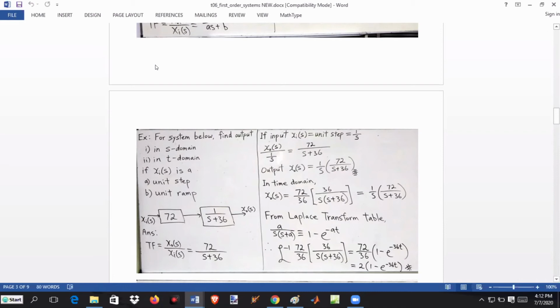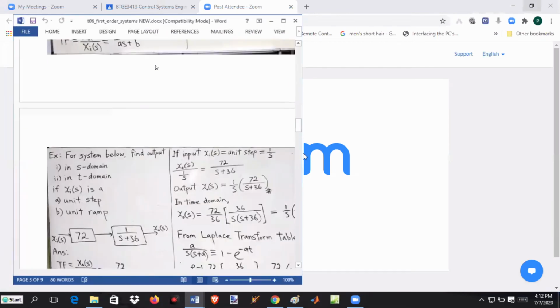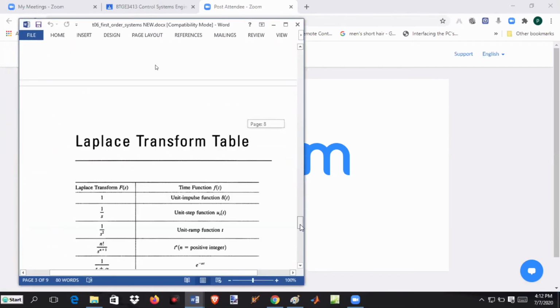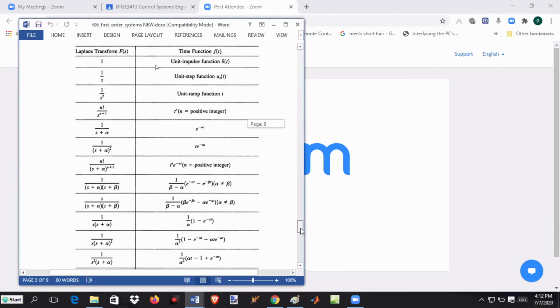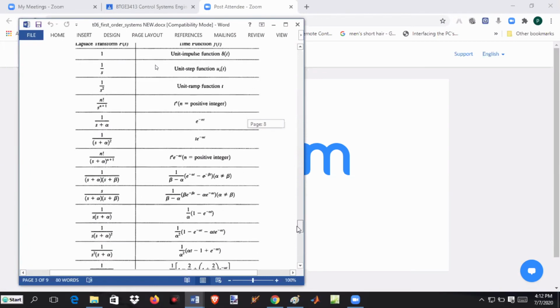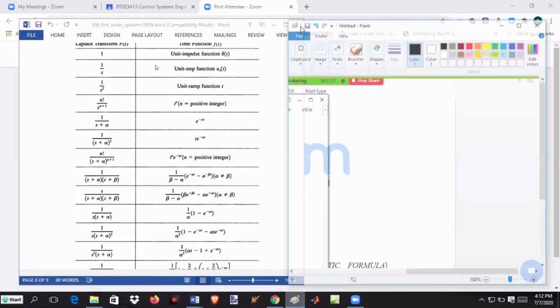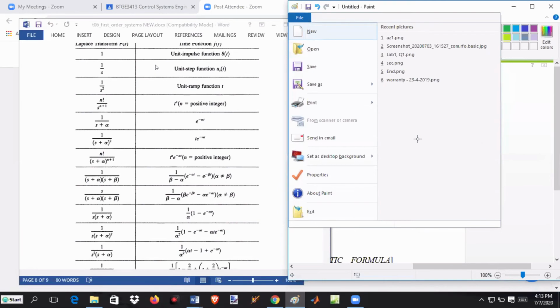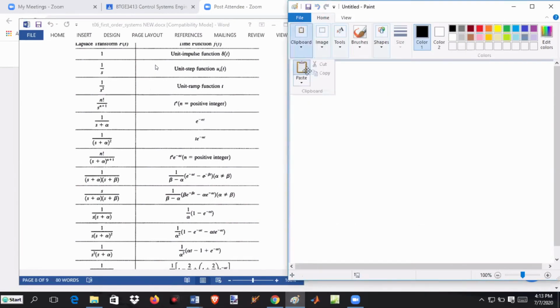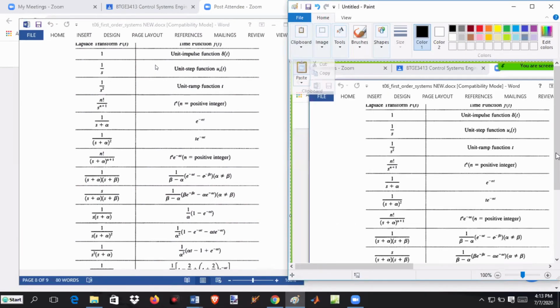this Laplace table. I better put in the Laplace table, otherwise it's very hard to see. I have to capture this first. Capture the Laplace table for you. Print screen first. Print screen. New. So paste it in already.